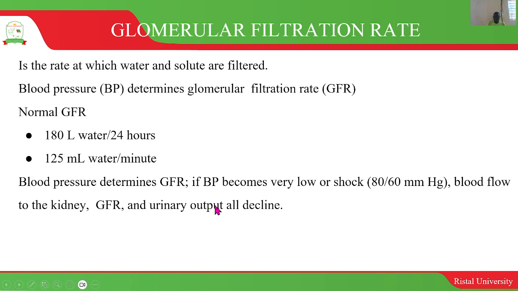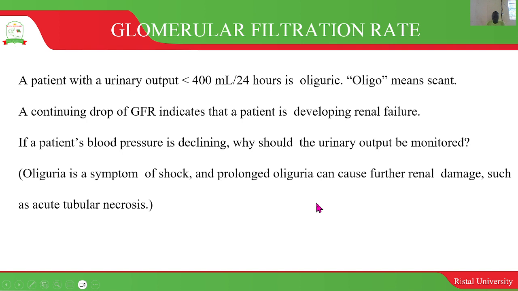Blood pressure determines the glomerular filtration rate, and if blood pressure becomes very low, like somebody in a stage of shock with systolic blood pressure of 60, that means the blood flow to the kidney and the glomerular filtration rate and even the urine output will all decline. So this is what happens when someone is in shock. Okay. So a person with a urinary output of less than 400 ml for 24 hours is considered to be oliguric. Oliguric means little amount of urine or scanty.